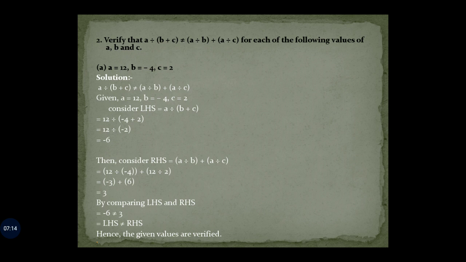One negative integer and a positive integer, when added together, the result is the subtraction with the sign of the larger one. 6 is not equal to 3. Hence both LHS and RHS are not equal. The given values are not verified.